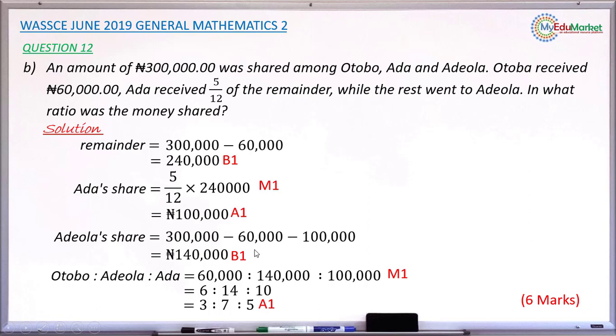The next mark is getting Adiola's share as 140,000 naira. That gives you this bonus 1 mark. And the next mark is putting a ratio of their amounts, 60,000 is to 140,000 is to 100,000 correctly. You have this method 1 mark. And when you simplify this ratio to simplest form, and you have 3:7:5, you have this accuracy 1 mark. So in total, this very question has 6 good marks.